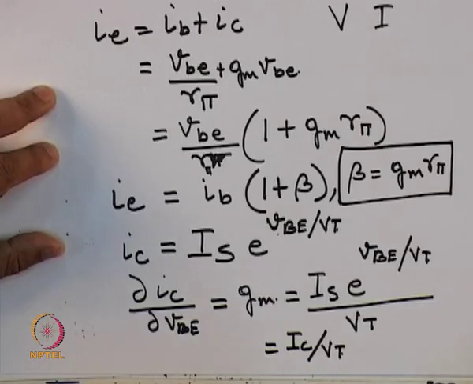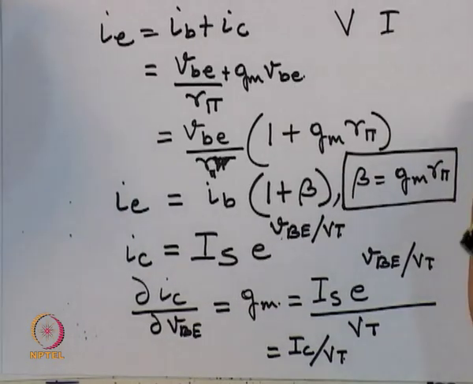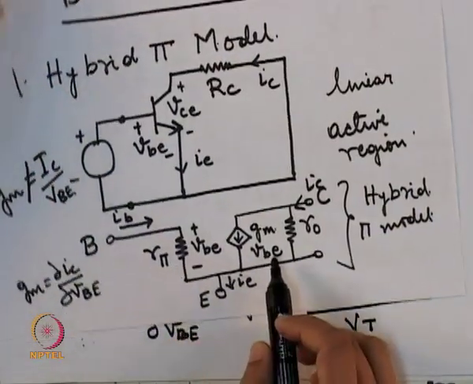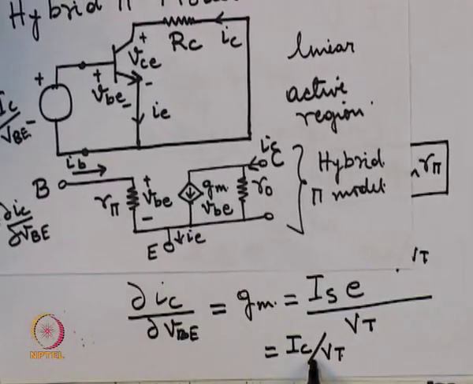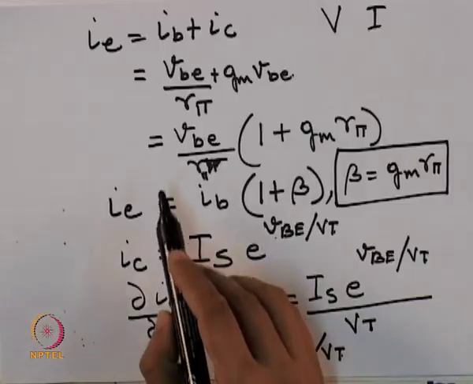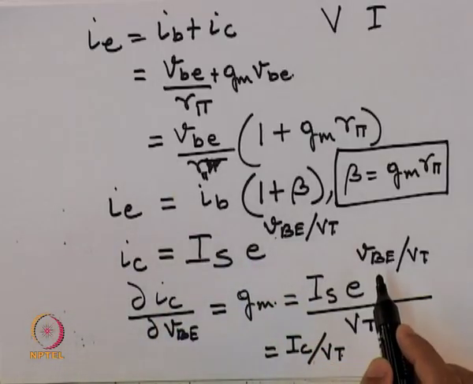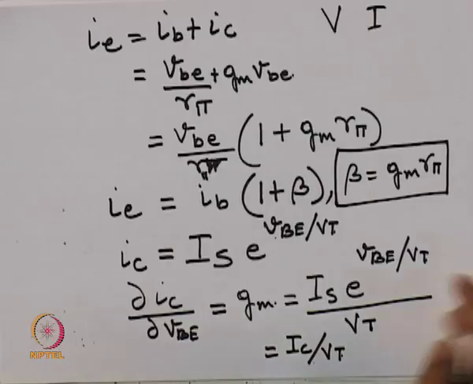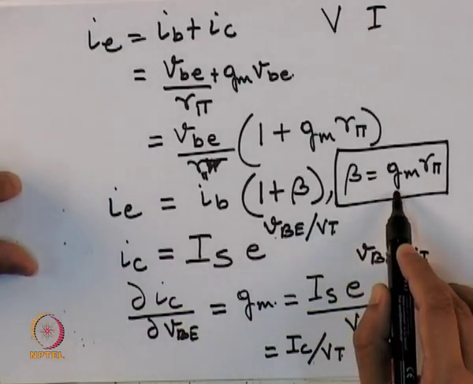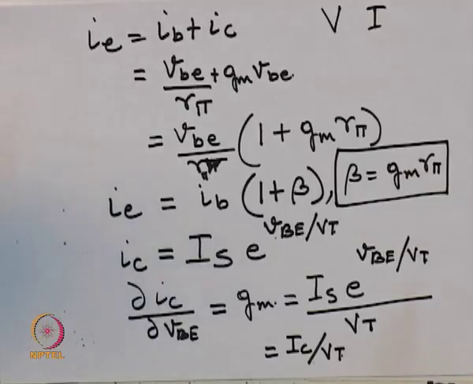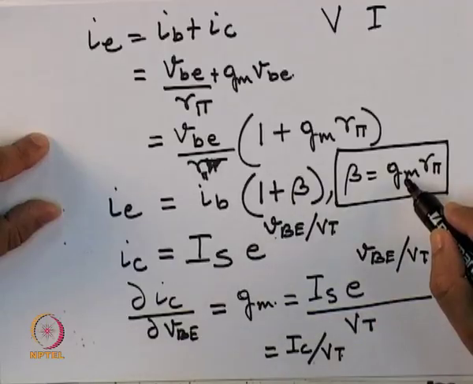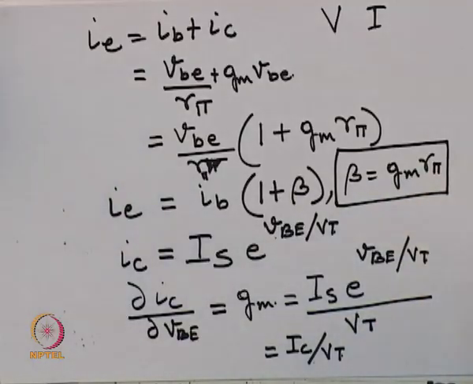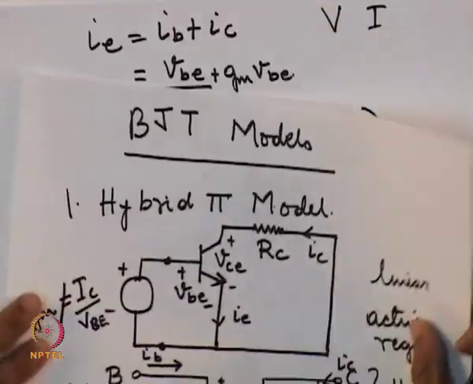This is the formula. So, these were my two unknowns for this model: one was r pi and the other was G m. I found out G m was given by I c upon V t, and r pi was given by beta upon G m from this equation. So, first I can find G m from this equation, substitute it here, and find r pi. This is how this model is defined.